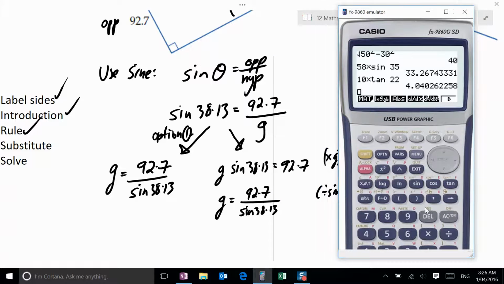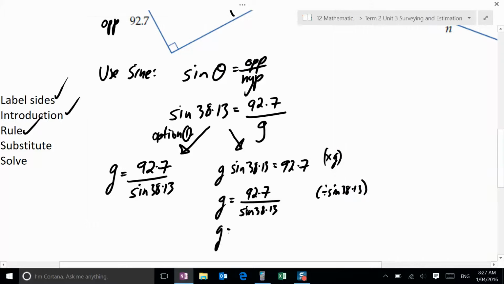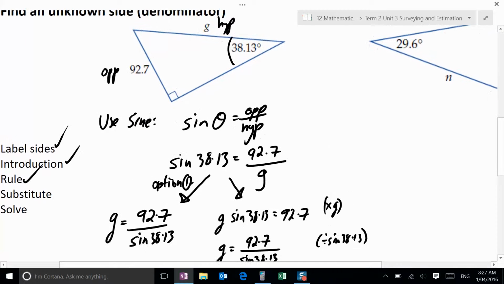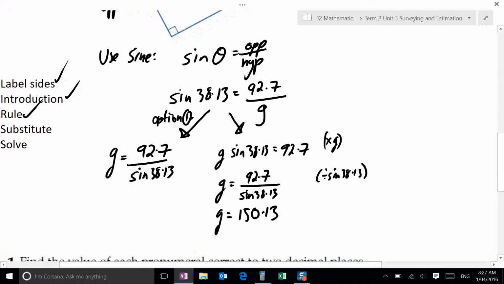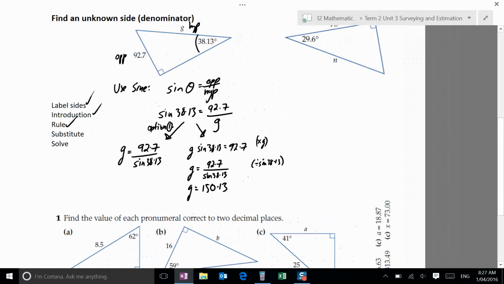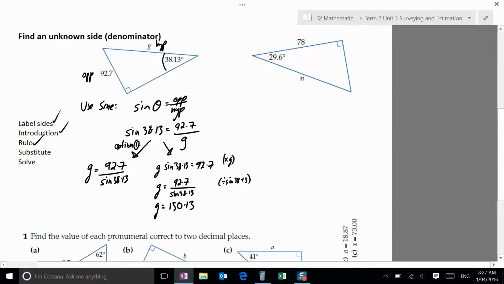From here, enter in the values that we need to find. 92.7 divided by sine of 38.13. And I get 150.13 as my answer. Any units? No units. Does it make sense? Hypotenuse 150, the other side's 92. Yeah, sounds okay. Hypotenuse should be bigger. And it is. From here, you know the drill.